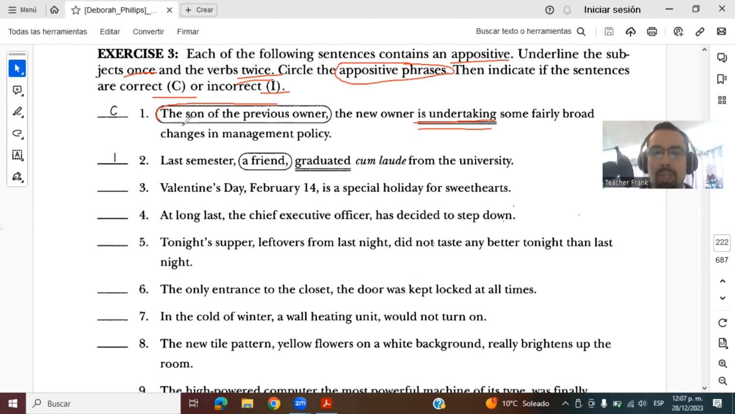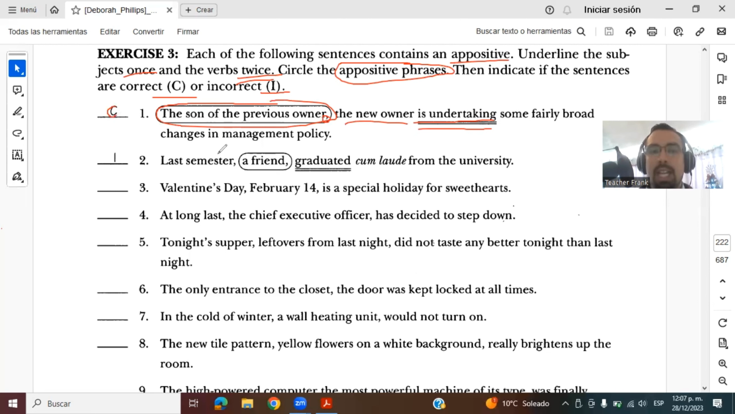So this one's going to be in a circle because we have here a little comma. And who or what is undertaking some fairly broad changes in management policy? The new owner. So that's my subject. And yes, it is correct.